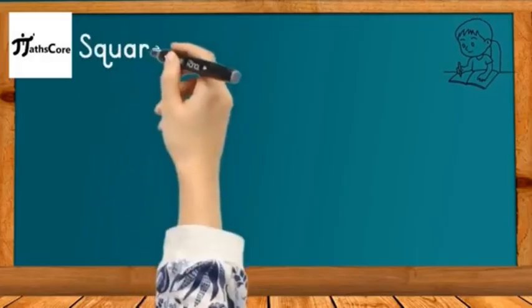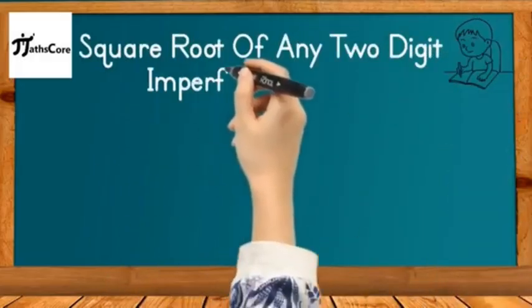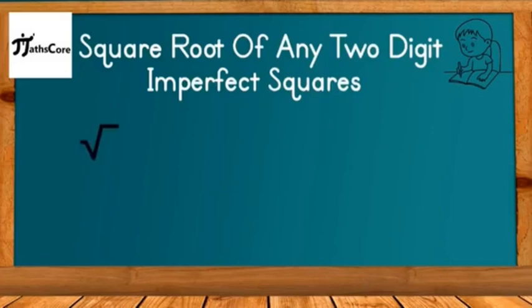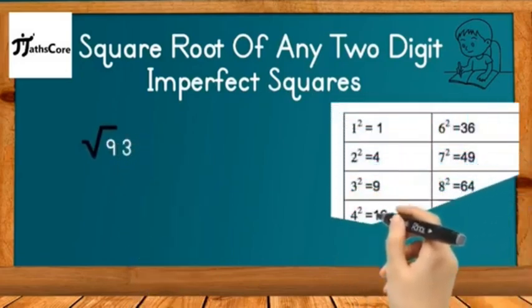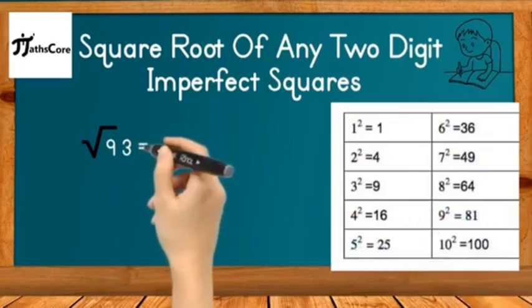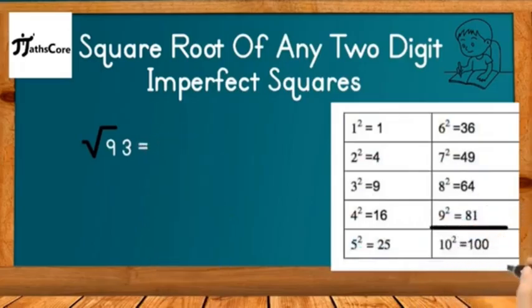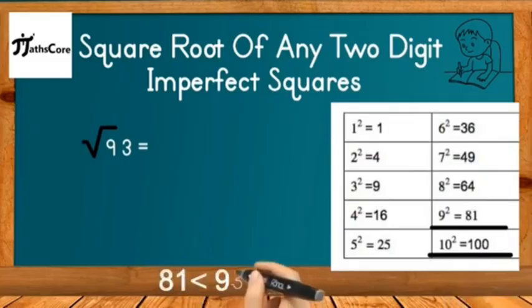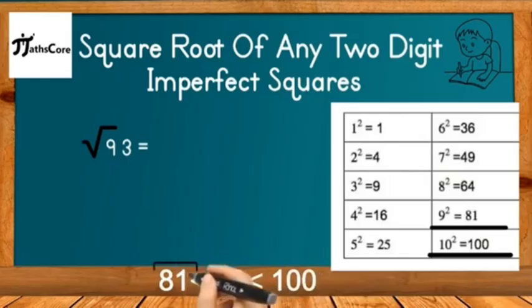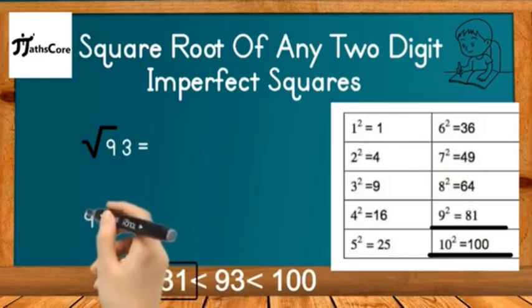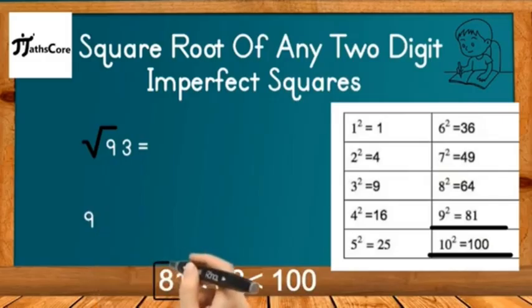Now let's take one more example on it. Square root of 93. So first of all, let us find out between which two perfect squares this 93 lies. Here I have mentioned the squares of 1 to 9. So you can see that 9 square is equal to 81 and 10 square is equal to 100. So 93 lies between 81 and 100. After that, we need to select the perfect square less than 93, which is 81, and the square root of 81 is 9. So write down 9 here and then subtract this 81 from 93.